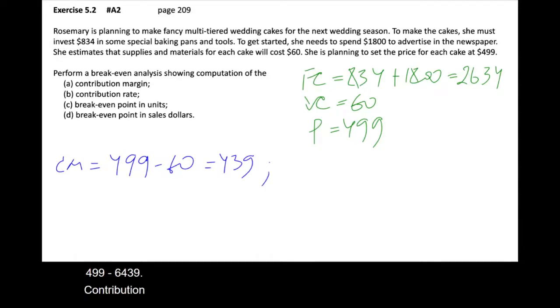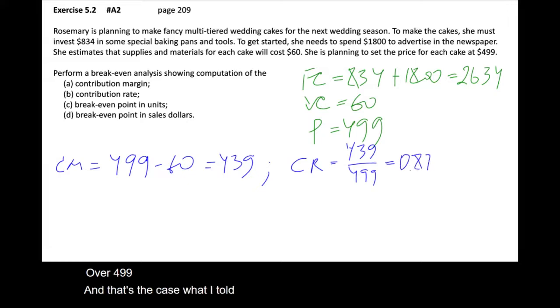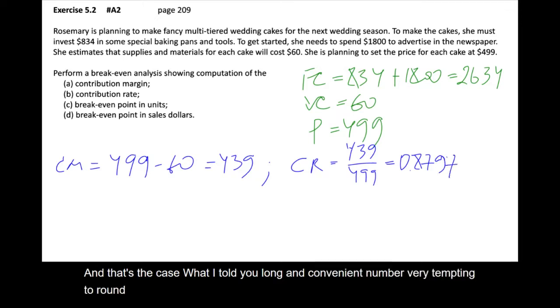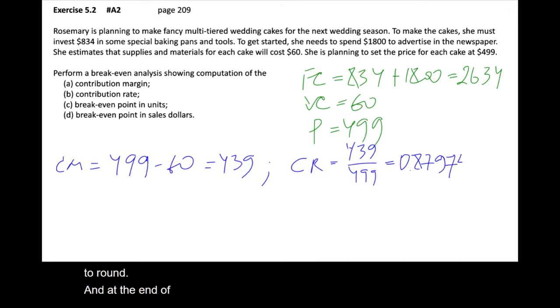Contribution rate is 439 over 499. And that's the case I told you about, a long, inconvenient number, very tempting to round it. And at the end of this question, we actually will do that and see how it will affect the result. So we check my statement.